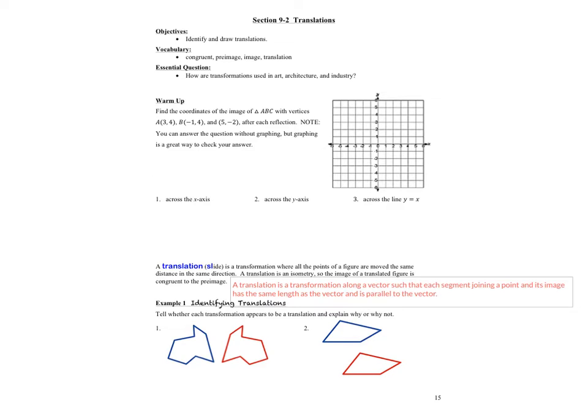This is 9-2 translations. Start with the warm-up and hit pause while you try the problems. Hit play when you're ready to see the answer.